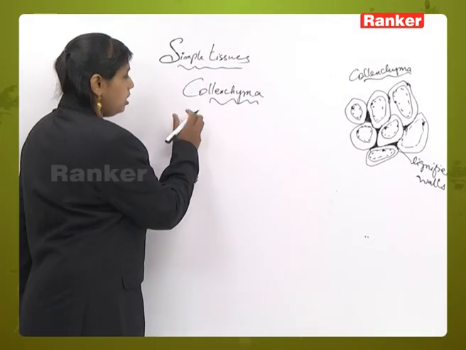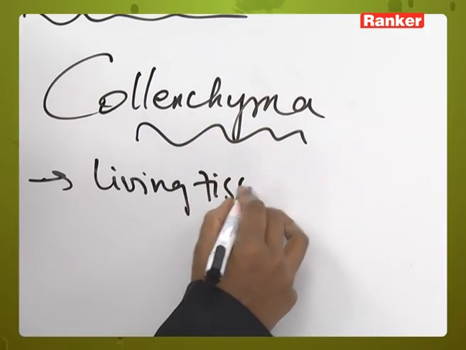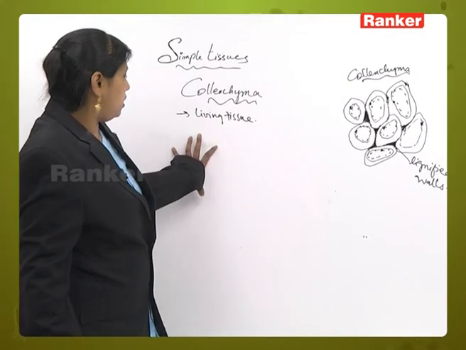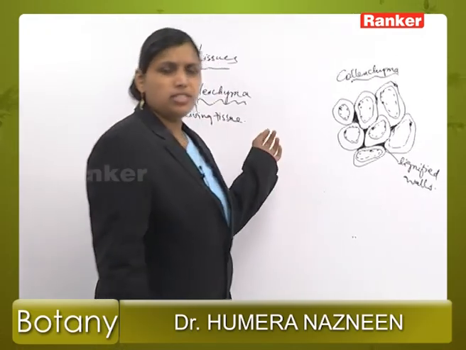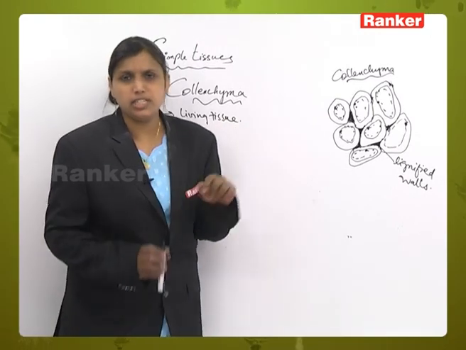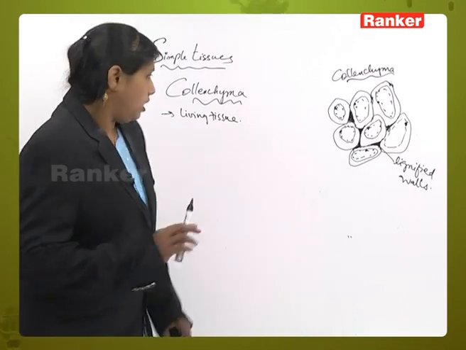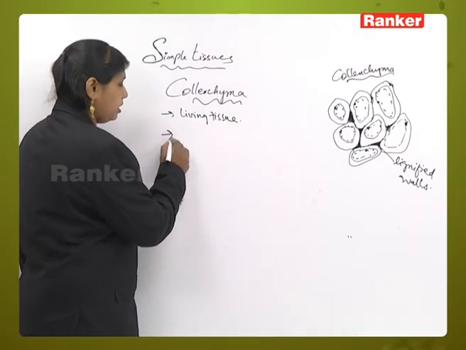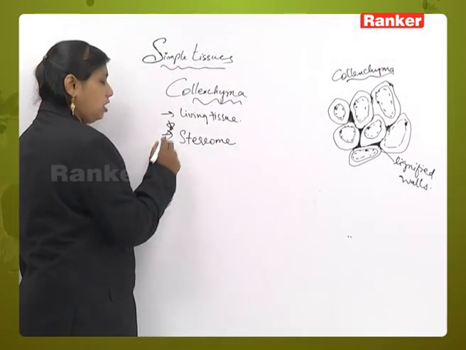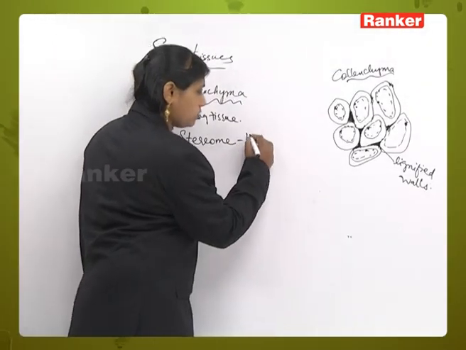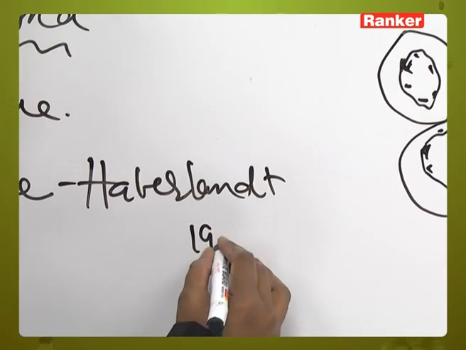If you take it point-wise, it is also a living tissue, and it performs only a single function, as the sclerenchyma does. The major function of the Collenchyma is that it gives rigidity and flexibility to the plant body. The alternative name for Collenchyma is stereome. This is important: Stereome was given by a scientist called Haberlandt in 1910.